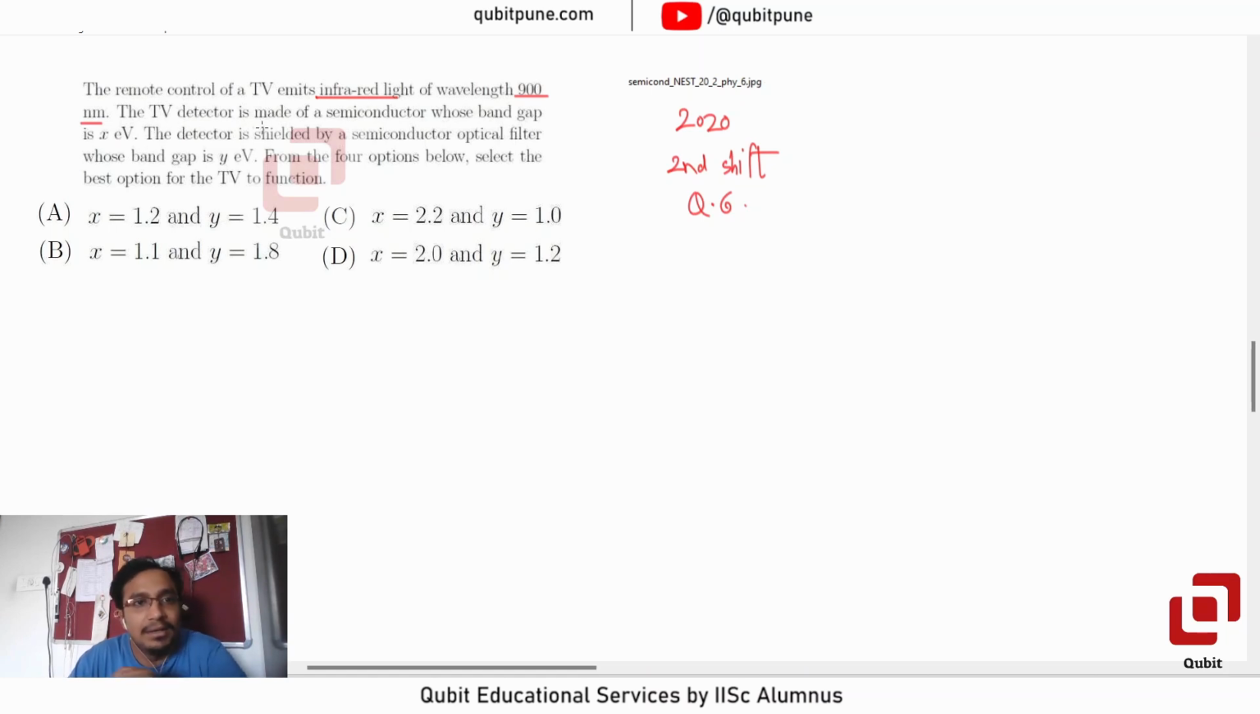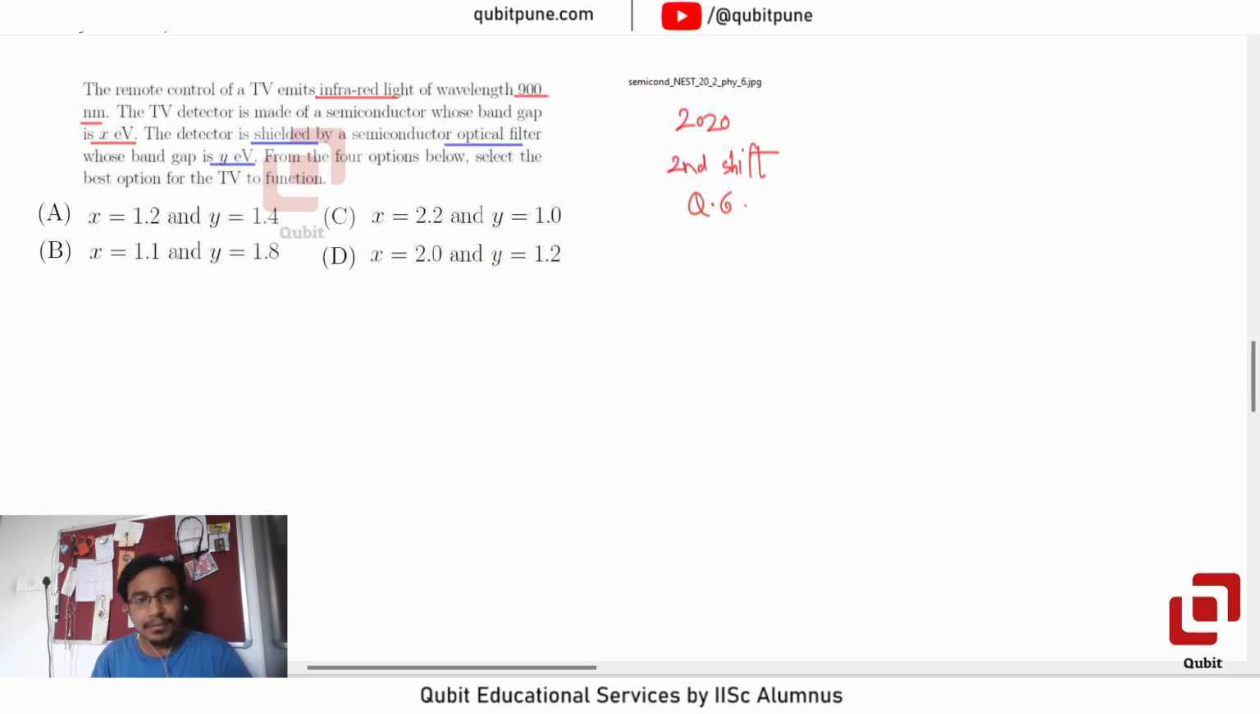The TV detector is made of a semiconductor whose band gap is X electron volts. The detector is shielded by a semiconductor optical fiber whose band gap is Y electron volts. From the 4 options below, select the best option for the TV to function. X 1.2, Y 1.4; X 1.1, Y 1.8; X 2.2, Y 1.0; X 2.0 and Y 1.2.